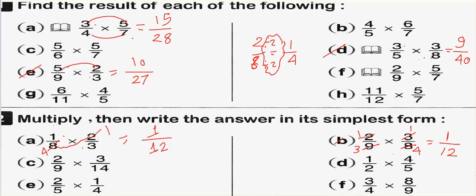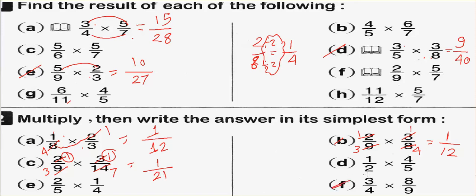Letter C, 2 over 9 times 3 over 14. 2 and 14, yes, 2 divided by 2 is 1. 14 divided by 2 equals 7. We did before 3 and 9. 3 divided by 3 is 1. 9 divided by 3 equals 3. We multiply numerators. 1 times 1 equals 1. 3 times 7 equals 21.